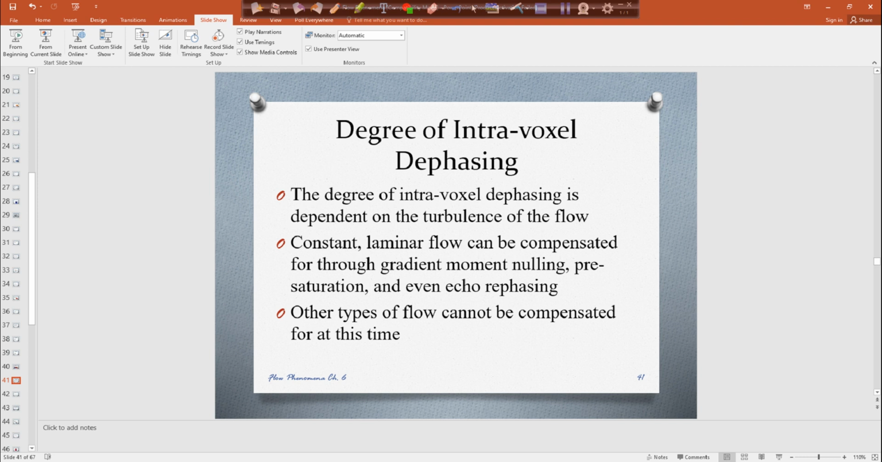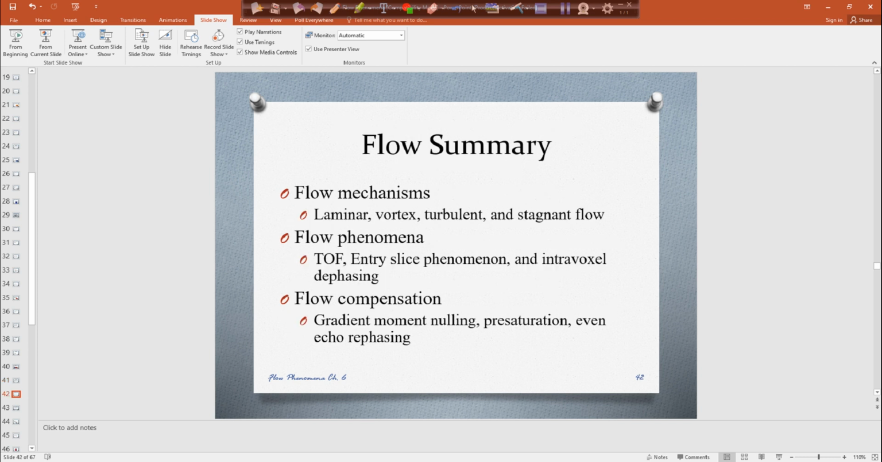So with intravoxel dephasing, even if we use what we call gradient magnetic nulling, which corrects for those phase shifts, if it's not laminar blood flow, we're still not going to get signal from that vessel. Other types of blood flow that are not laminar cannot be compensated for. So only first order motion can appear bright on our MR images.